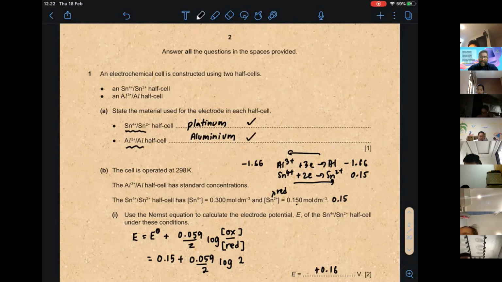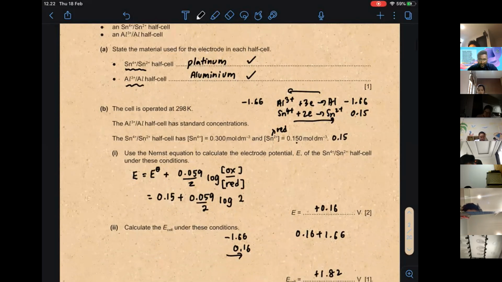Now, if they have used, for example, aqueous and gas, for example, H2 and then H plus, again the electrode that we are going to use is going to be platinum. Please take note of this. I don't think they will ask you why, but if they ask you why, then you just tell them that platinum is inert and it is able to conduct electricity better, something like that. That will be the best answer.